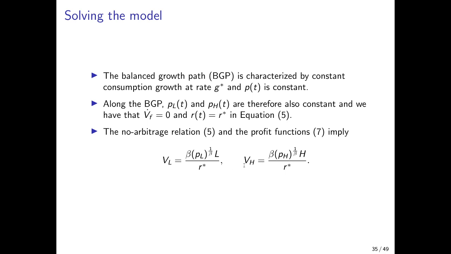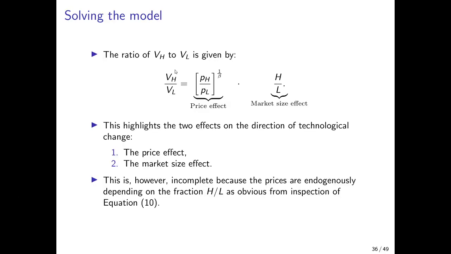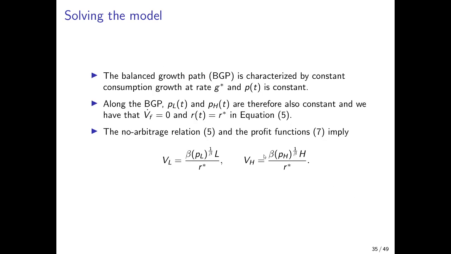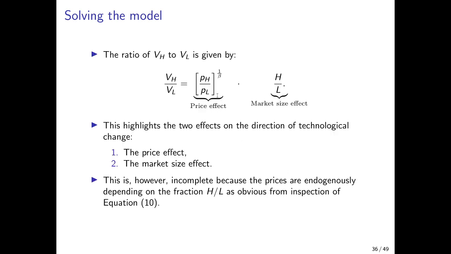And this holds again for both types of patents that we have in the economy, the ones that are suited for the machines for low-skilled workers and the ones for the machines for high-skilled workers, basically. Now we can divide the two expressions from the previous slide to get the relative value of patents used by high-skilled workers and patents used by low-skilled workers. If we divide the two, we see r star drops out, beta drops out, and the only two things that remain in the expression are P_H over P_L to the power of 1 over beta, and H over L. And these are exactly the two forces that we talked about when we talked about the intuition of the model, namely the price effect and the market size effect.